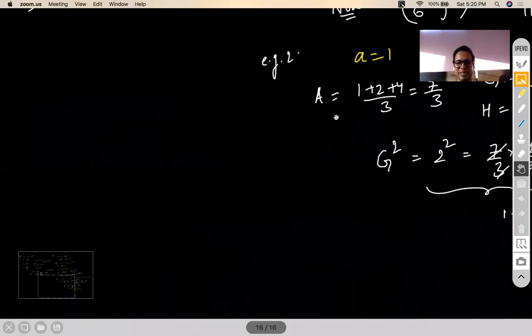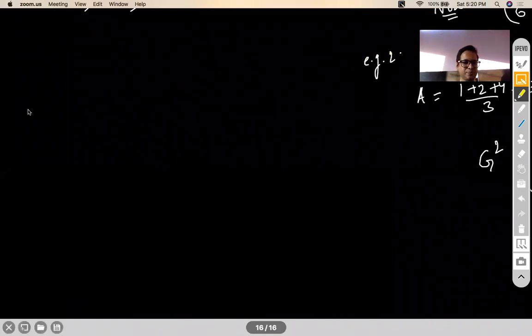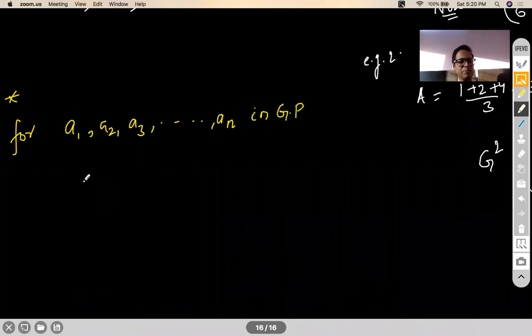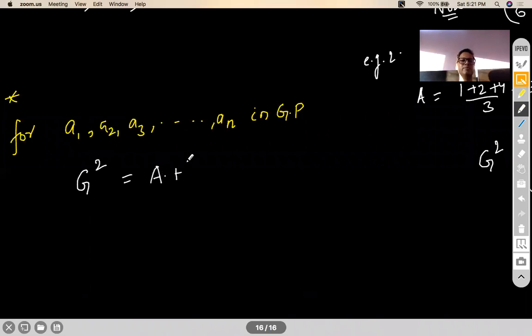Let me write it down. For A1, A2, A3, till AN in GP, remember geometric progression, G square will be the product of A and H.